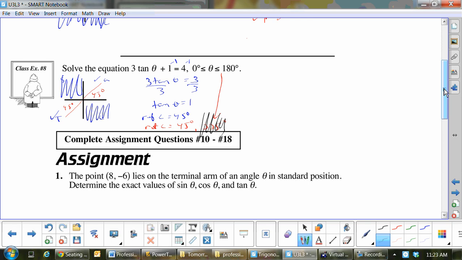Okay, then I've got one more for you that I think many students would get wrong if I didn't do it with you. So one more: tan squared theta equals 3. Let's do that. Okay, tan squared theta equals 3.